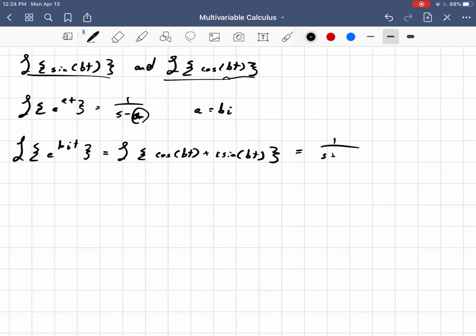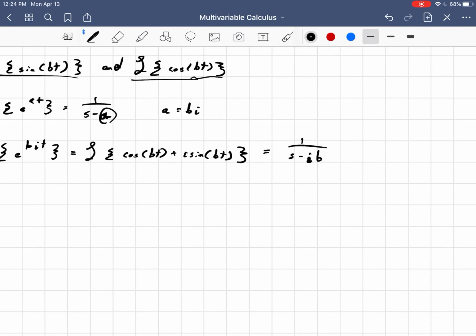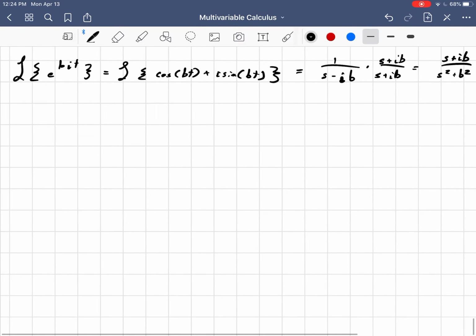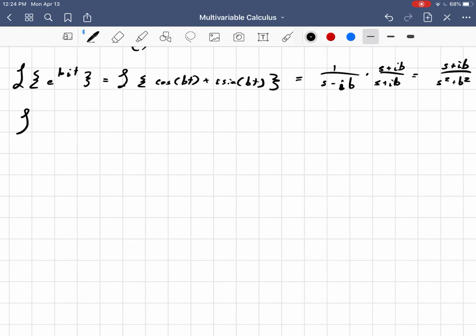And that's going to be equal to 1 over s minus, now I replace this a with the ib. So 1 over s minus ib. And now if I multiply both sides, since I don't like i to be on the bottom, I like to be on the top, I can multiply by s plus ib. And so I get s plus ib over s squared plus b squared.